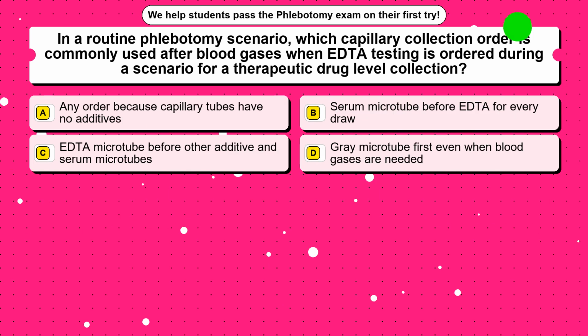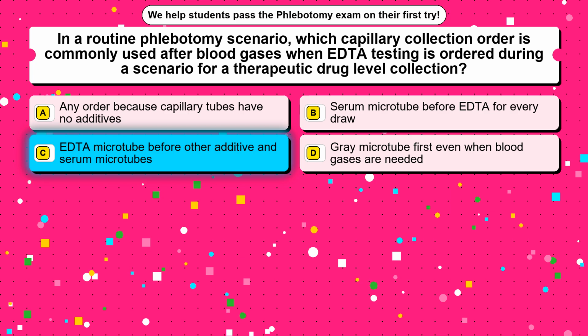Question 17. In a routine phlebotomy scenario, which capillary collection order is commonly used after blood gases when EDTA testing is ordered during a scenario for a therapeutic drug level collection? Option A. Any order because capillary tubes have no additives. Option B. Serum microtube before EDTA for every draw. Option C. EDTA microtube before other additive and serum microtubes. Option D. Gray microtube first even when blood gases are needed.